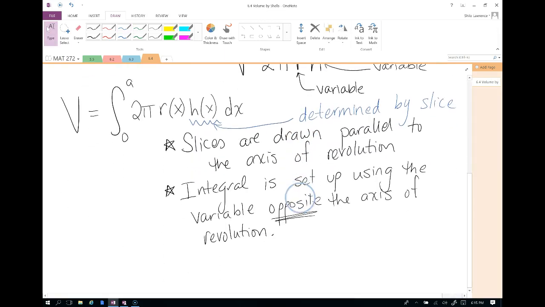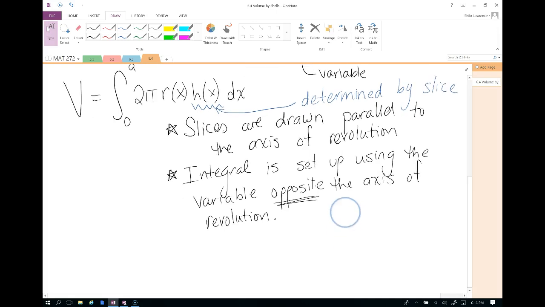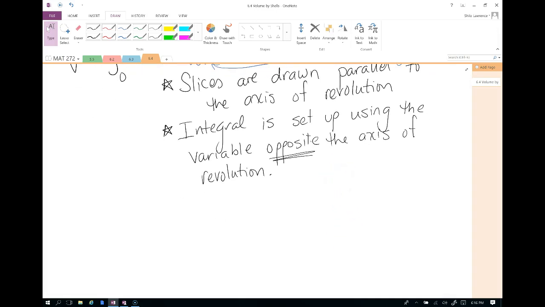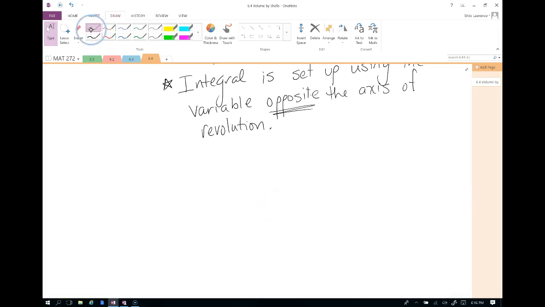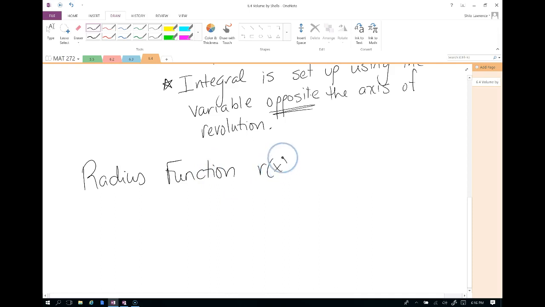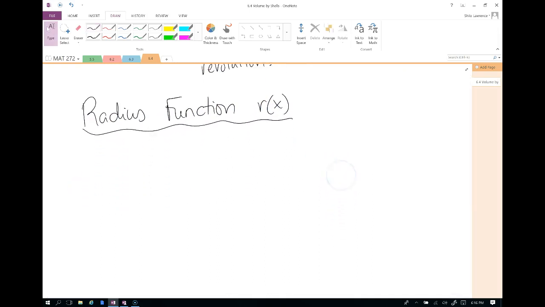The radius function, there could be several options, and the radius function could change, and that's where we're going to account for our other vertical axes of revolution. So I want to first explain to you how we're going to deal with some different radius functions. For your radius function, there are two things you need to look at.